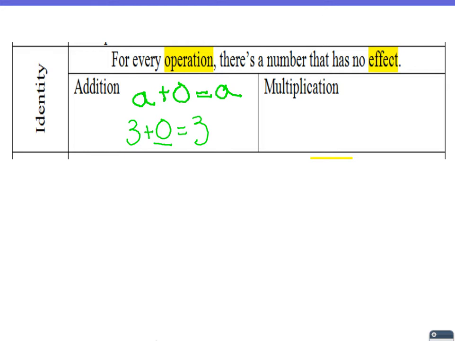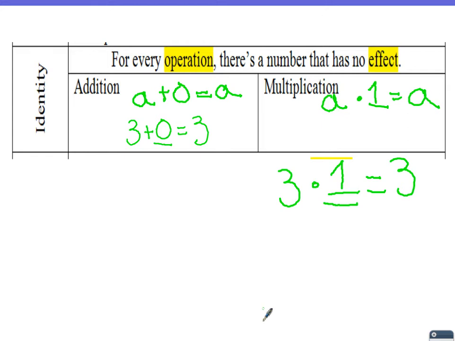Okay. Moving on to multiplication. There is a number that I can multiply by, and it's going to keep the number the same. So what number can I multiply 3 by to keep it 3? That's right, a 1. Okay. Well, it works that way with variables again. So if I have my variable and I multiply it by 1, well, that variable hasn't changed.